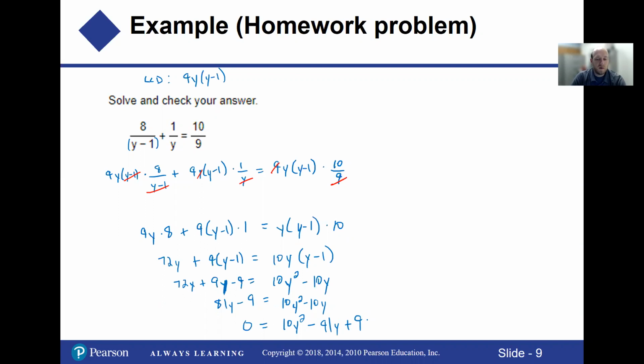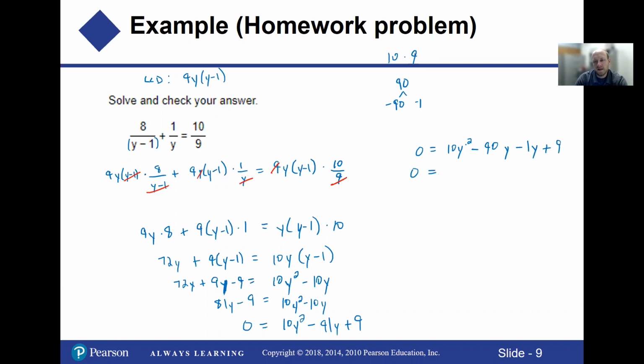And then I need to factor this. Okay, so I am going to have more than one solution for the variable y here. So let's factor. I need factors of 90, because I took the 10 times the 9. I need factors of 90 that add to negative 91. Well, that's pretty easy. It's negative 90 and negative 1. So this one is going to be 10y squared minus 90y minus 1y plus 9.